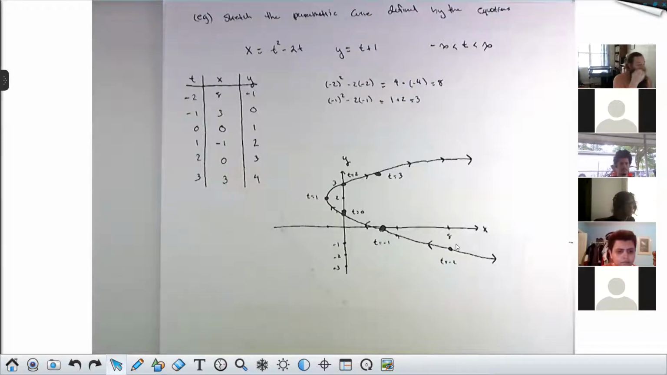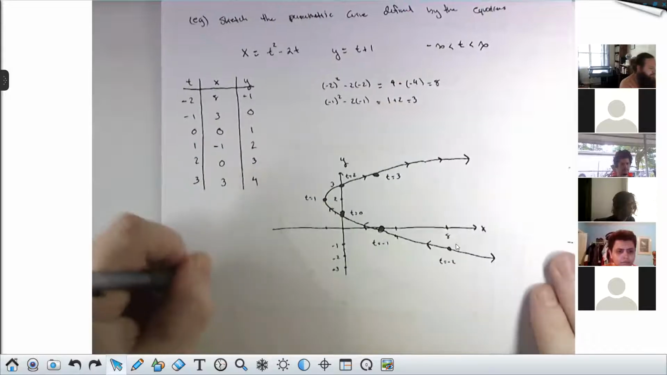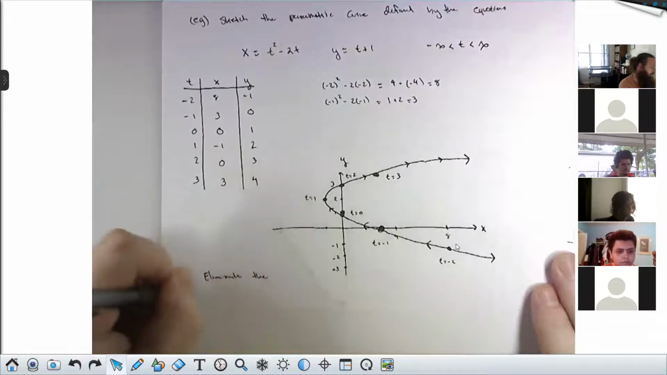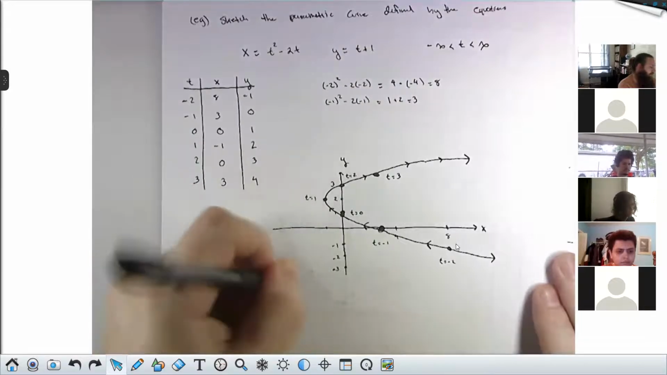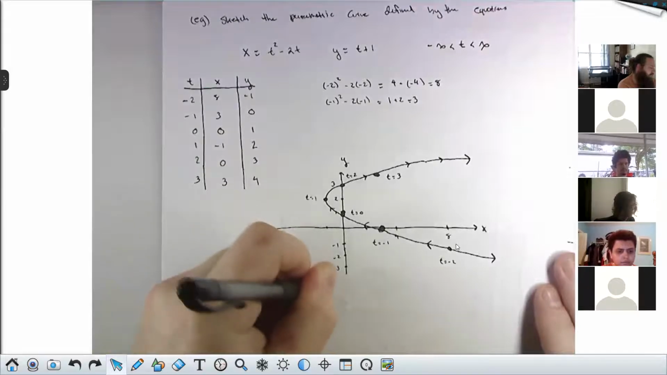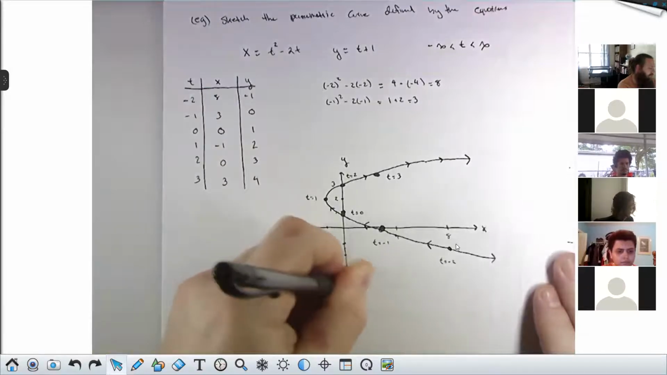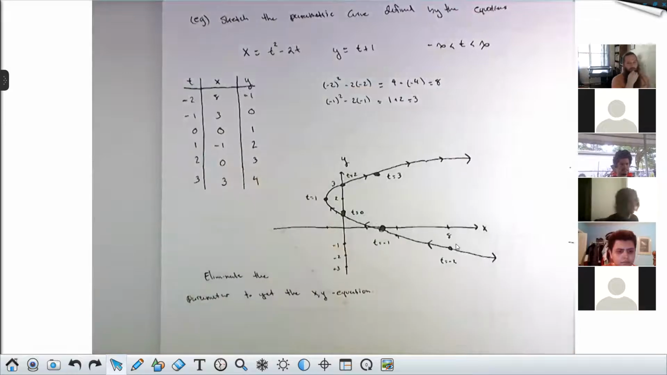Okay. What I'd like to show you now is that we can eliminate the parameter here to get the normal xy equation. Since we've seen the graph, we know that y here is not a function of x. This does not pass the vertical line test. So I'm not expecting to get y equals x plus 1 or something like that, like I got last time. I'm expecting here to get something like x equals some combination of y's.